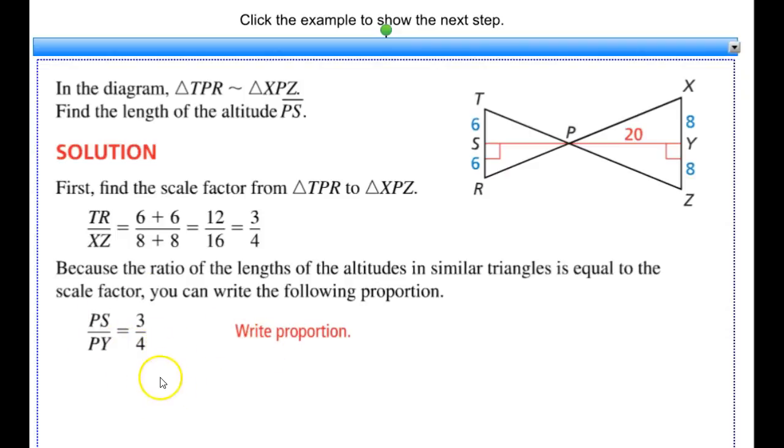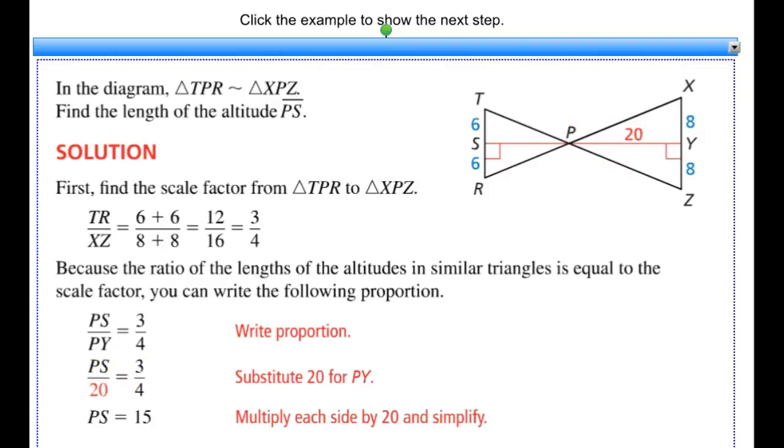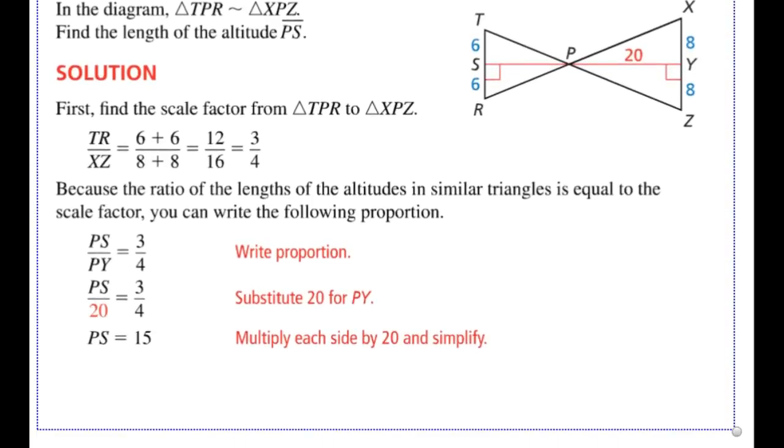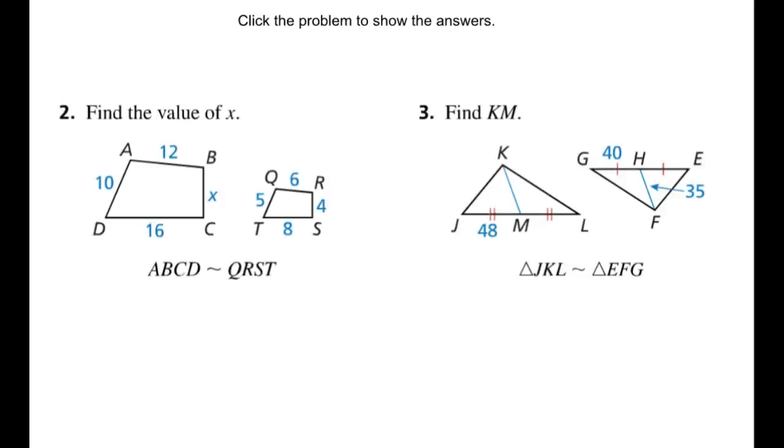So I can write my proportion, then I substitute what I know, and I'm told in my picture that PY is 20. So now I just have one missing thing, so I cross multiply. I can do 3 times 20 and PS times 4, or I can just multiply both sides by 20, and I end up finding that PS is 15. So the length of this side is 15. The first thing I always have to do is find my scale factor, and then I can find any missing length that I'm dealing with.